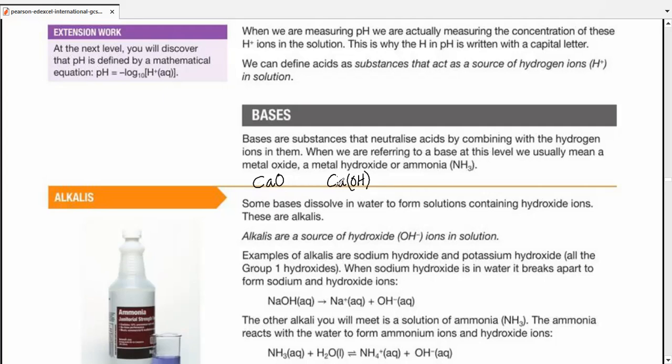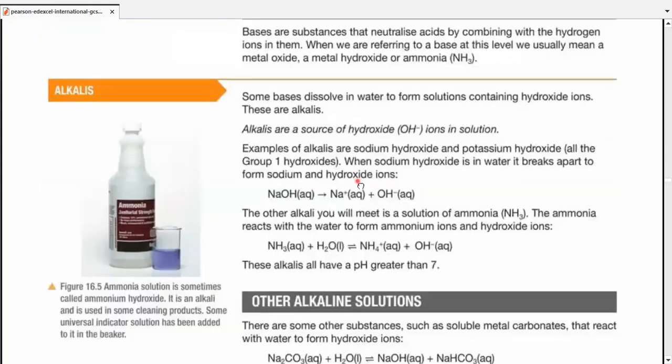You may change the metal, its oxide and hydroxide will definitely act as a base. You may replace calcium with sodium. This would give you sodium oxide and sodium hydroxide, or magnesium oxide and hydroxide, potassium oxide and hydroxide. They're all bases. So it's easy to give examples of bases.